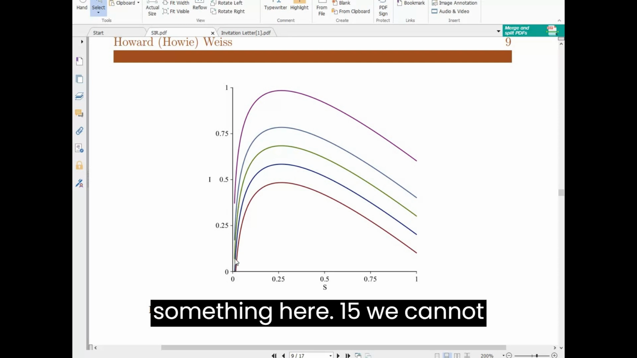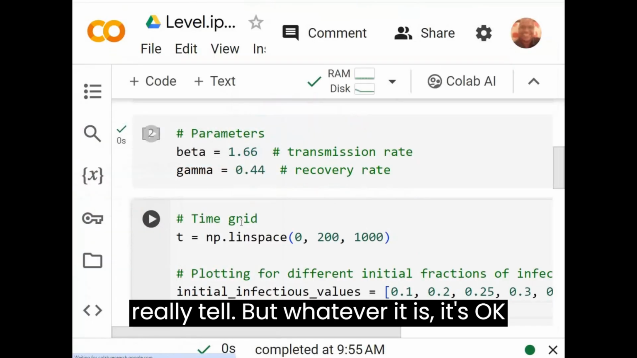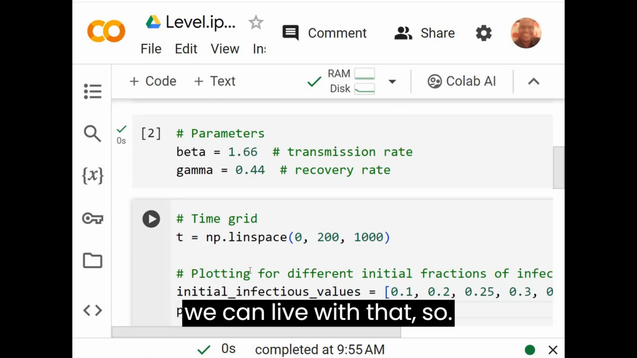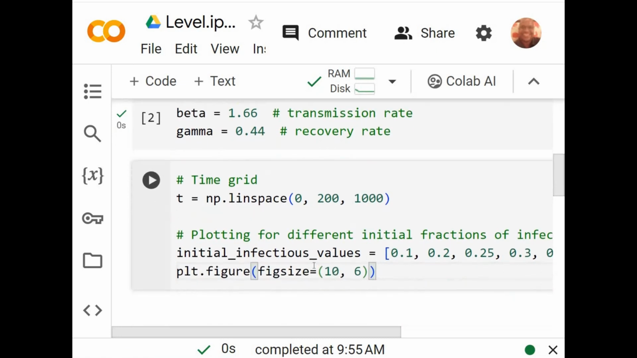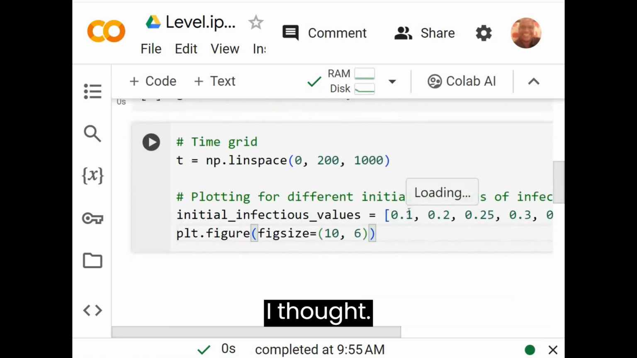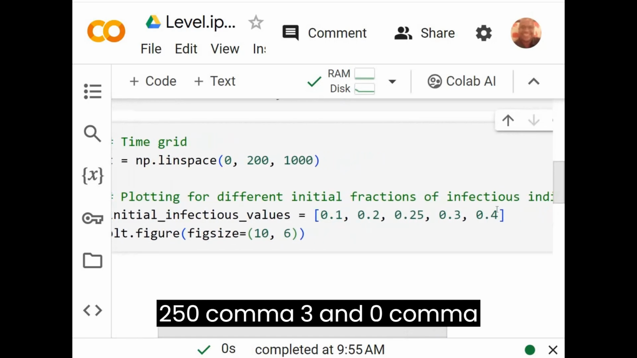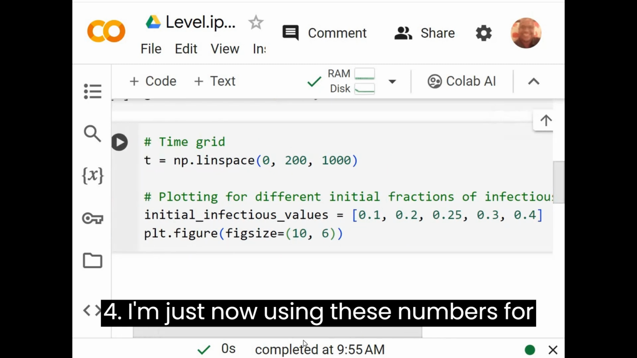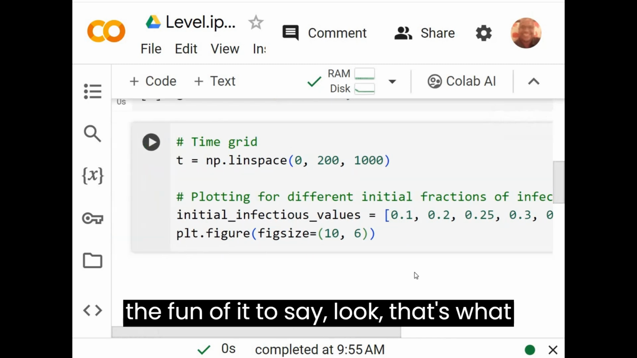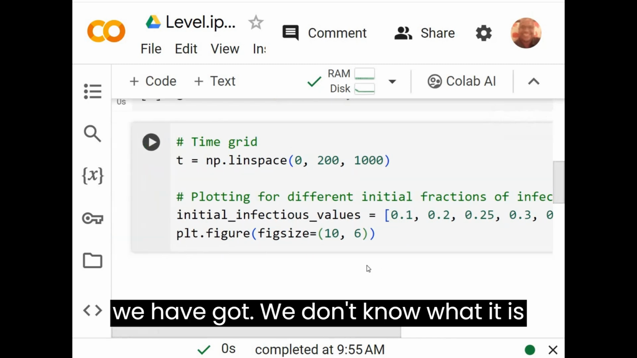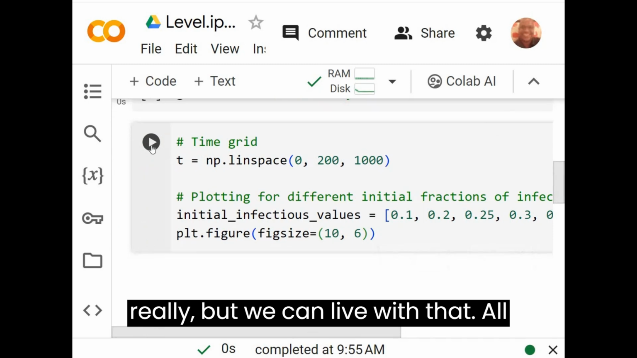And there is something here, 0.15. We cannot really tell, but whatever it is, it's okay. We can live with that. So I thought it's 0.1, 0.2, 0.25, 0.3, and 0.4. I'm just now using these numbers for the fun of it, to say, look, that's what we have got. We don't know what it is really, but we can live with that.